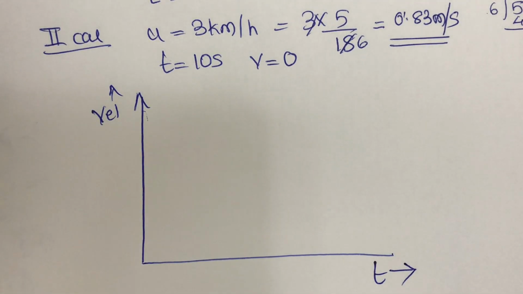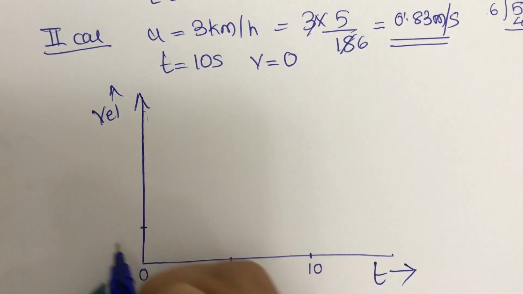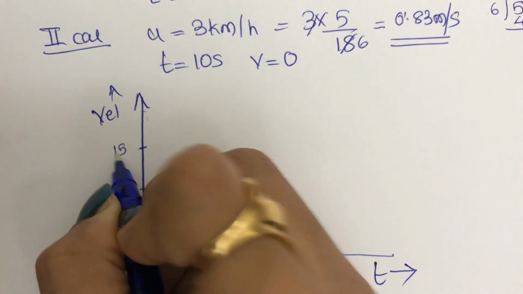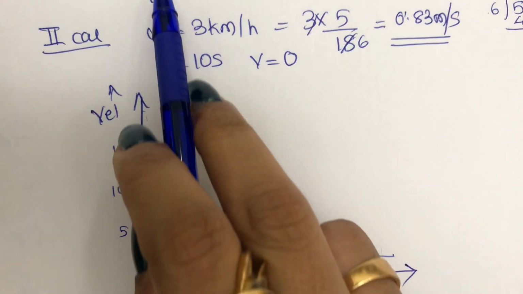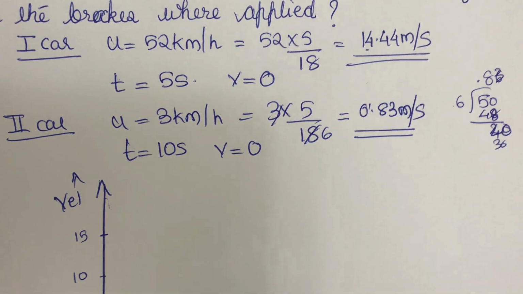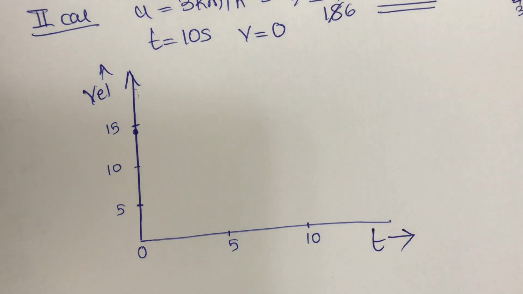Now for the first car, we'll take 5 here, we'll take 10 here, it is seconds. And here we'll take 5, 10, 15, like that. So our initial velocity is how much? 14.4. So the initial velocity will be here for the first car, and then it will come to rest.